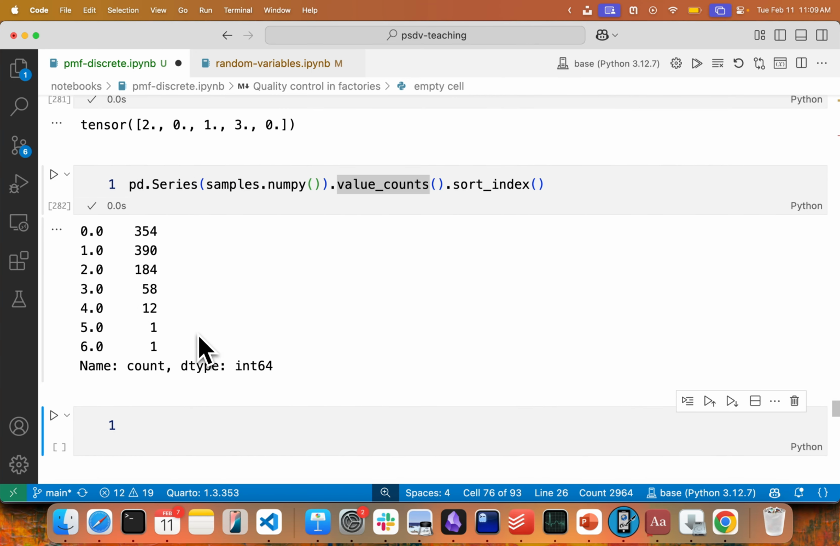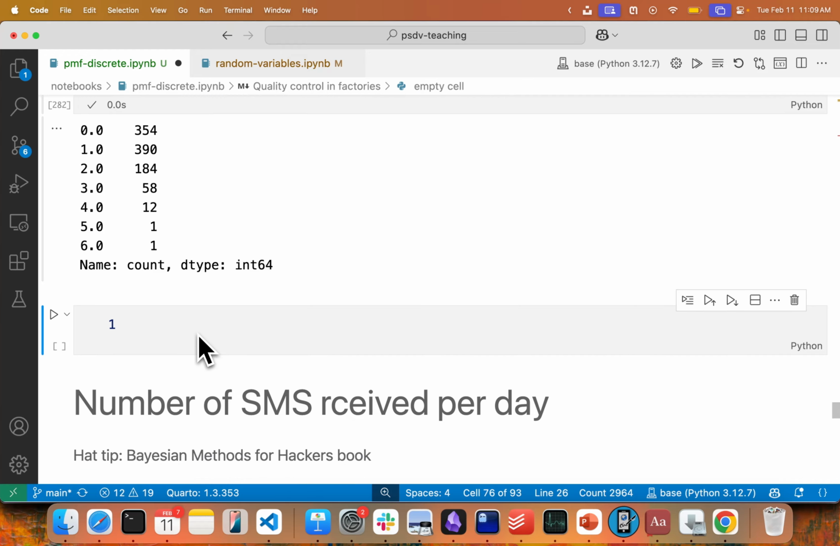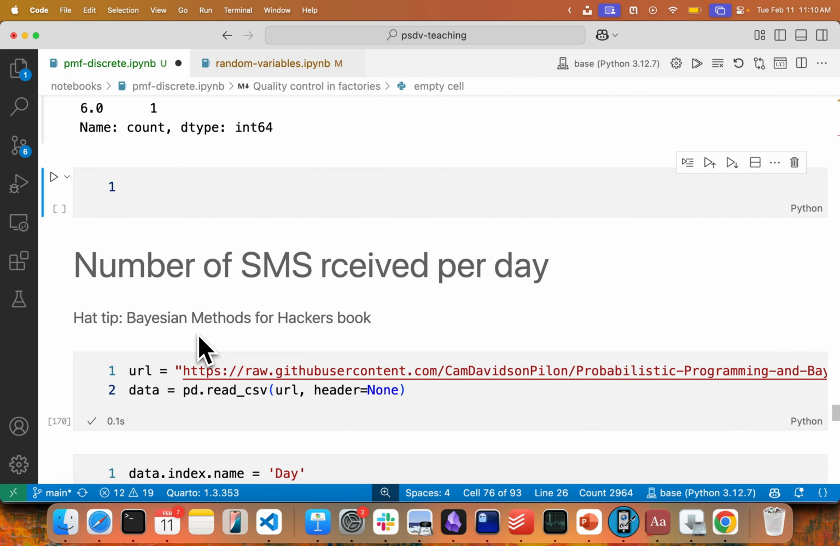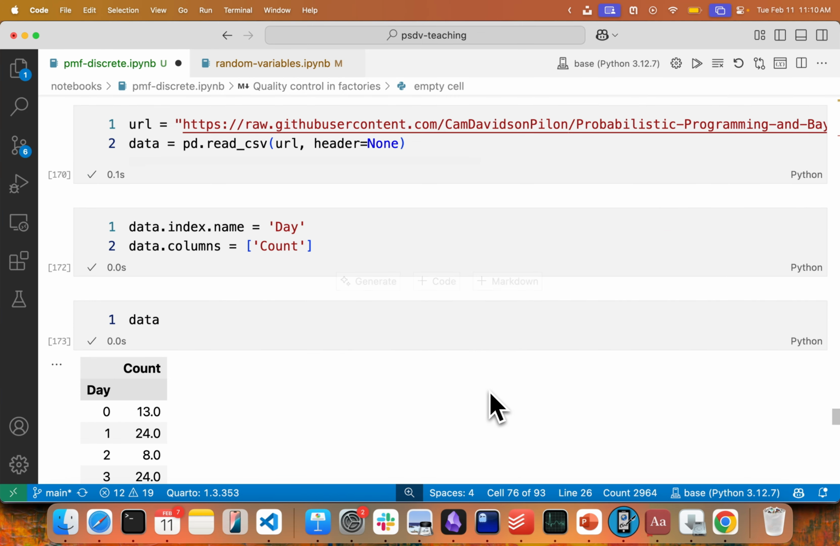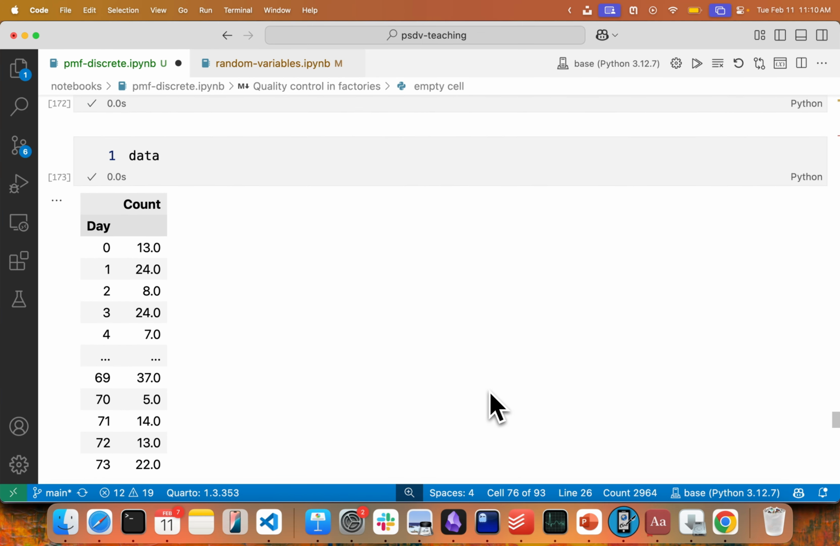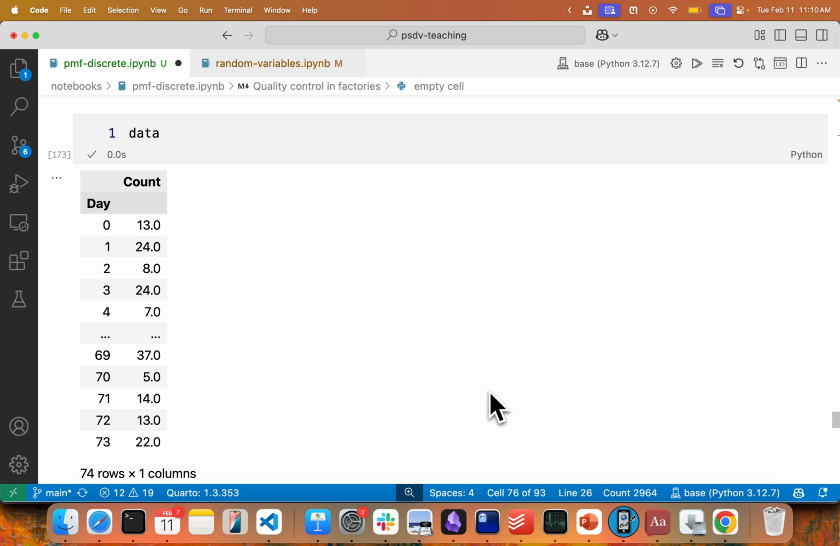Now we go on to the next kind of distribution, where we're trying to model something like the number of SMS received per day. Let's now change this to the number of WhatsApp messages received per day. Let's say this is your data on different days, you've been getting different numbers of messages. How would you model this kind of data?